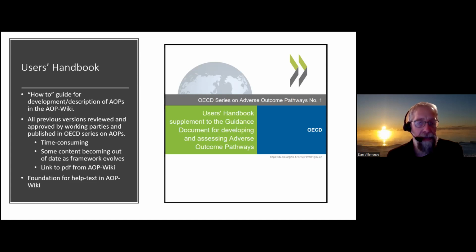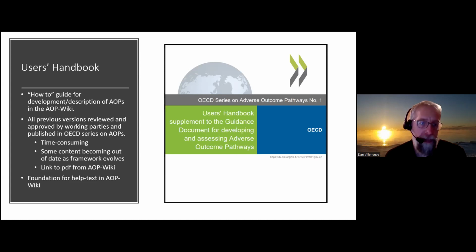This process of going through developing the guidance and publishing it, getting it cleared by all the working parties while leading to a high quality document was also time consuming. As a result of this process, at times the content would become out of date as the framework evolved and as the changes were made to the AOP-Wiki. And the link to that document was available on the AOP-Wiki, but basically it was just a PDF document. That document really served as the foundation for help text in the AOP-Wiki, but wasn't always current.